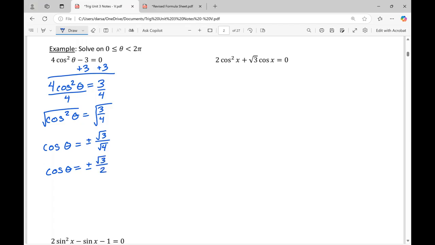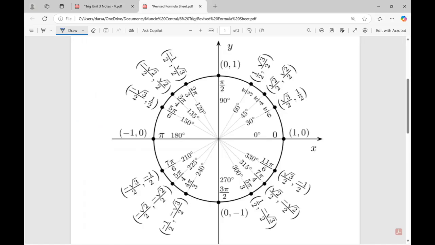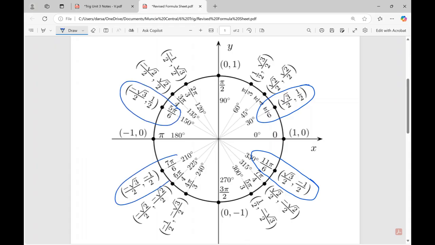That means we want all of the angles theta where the answer to what is the cosine of this angle is either positive square root of 3 over 2 or negative square root of 3 over 2. That gives us a lot more answers because if we look, what has a cosine of positive square root of 3 over 2? Well, that is pi over 6 and 11 pi over 6. But what has a cosine of negative square root of 3 over 2? Well, that's 5 pi over 6 and 7 pi over 6. So we can see we get all the over 6 answers here.